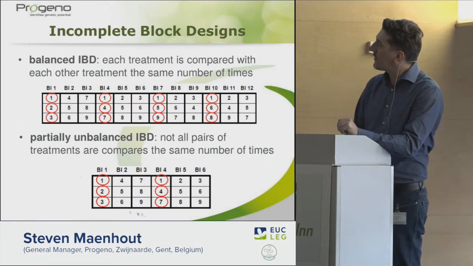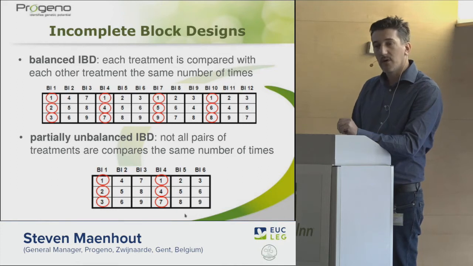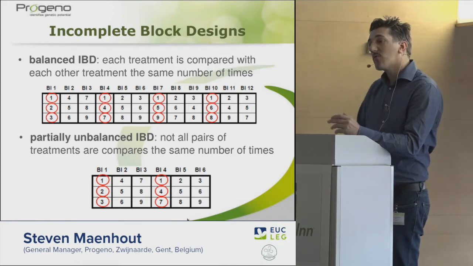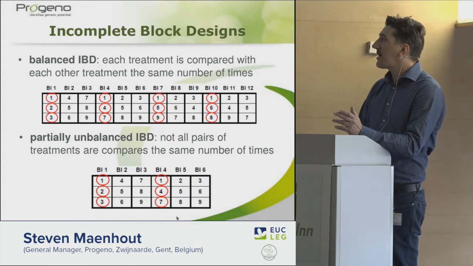You see that all of a sudden we use a few less blocks, and we see 1 combined with 2 and 3, and with 4 and 7, but that's about it. 1 will never be together with 9 or 8, and so on. So here, I'm already willing to sacrifice my comparisons.